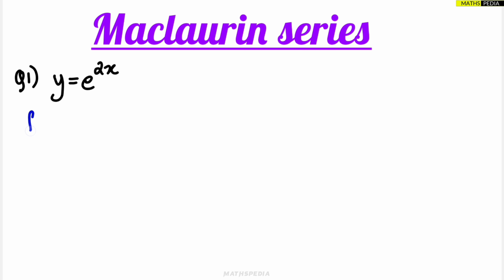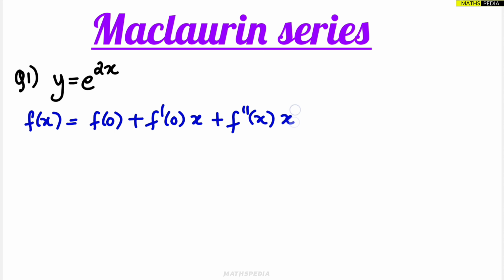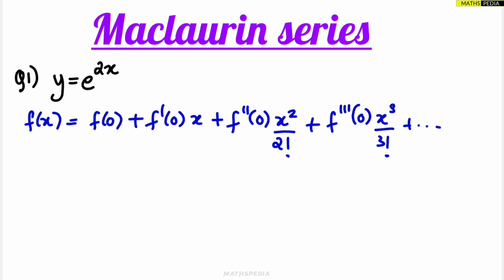It is given by f of x equal to f of 0 plus f dash of 0 into x plus f double dash of 0 into x square by 2 factorial plus f triple dash of 0 into x cube divided by 3 factorial and so on, right? So this is the formula. The last general term you can write as f power n of 0 into x power n by n factorial. The general thing we can understand from that.